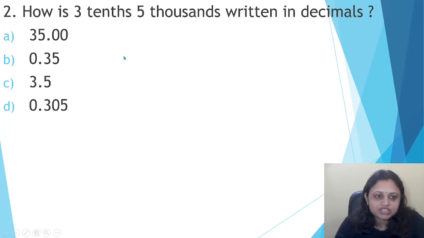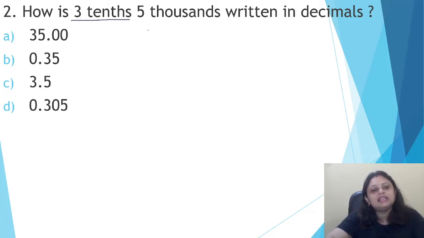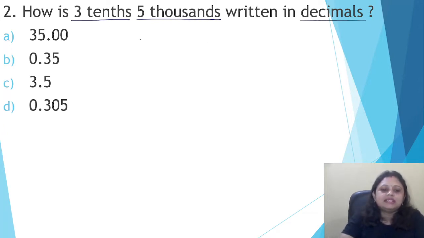Coming to the next question, how are 3 tenths and 5 thousandths written in decimals? Option A 35.00, B 0.35, C 3.5, D 0.305. So in the question it is asked how are 3 tenths and 5 thousandths written in decimals. 3 tenths means it is 3 by 10, and 5 thousandths means 5 by 1,000. Okay, so how we can write it?